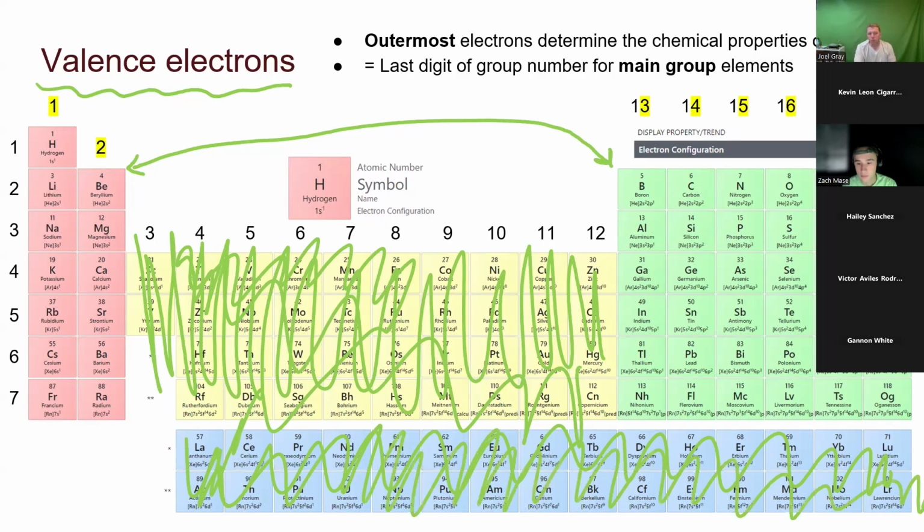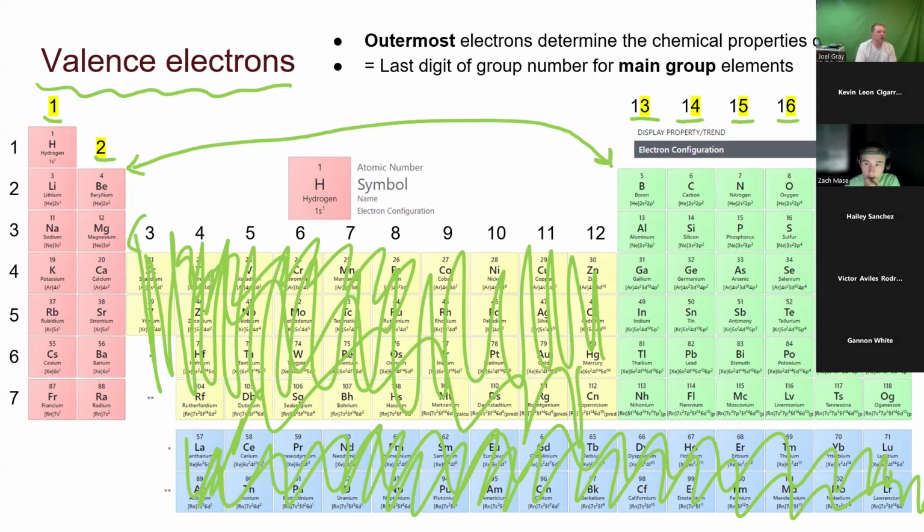Now, these main group columns are known as 1, 2, 13, 14, 15, 16, 17, 18. That's counting very similar to how my kindergartner counts from time to time, where he'll say 1, 2, skip a few, 99, 100, and he's counted to 100. I taught him that one.